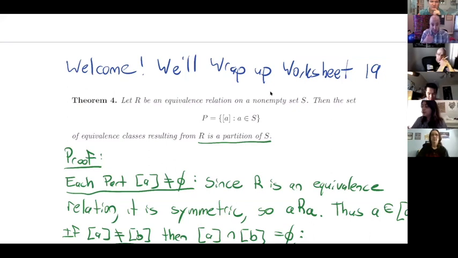So I want to finish up the last worksheet that we were working on last time with equivalence classes and partitions. Go through some examples that may help you if you still have some questions on the homework, and then just talk about the exam. Got an exam on Monday.